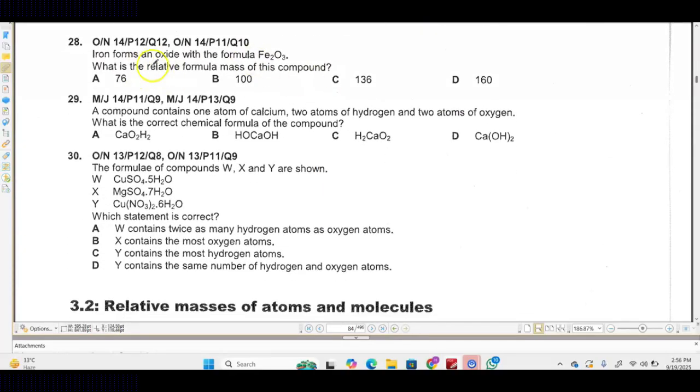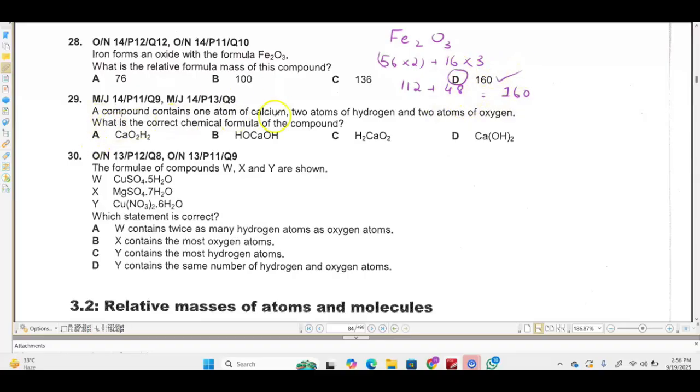Question number 28. Iron forms an oxide with the formula Fe2O3. What is the relative formula mass of this compound? This is simple. Fe2O3. The Mr of iron is 56, so it is going to be multiplied by 2. And the Mr of oxygen is 16, which is going to be multiplied by 3. So we are going to have 112 plus 48. So the answer is 160. So D is going to be our correct option.